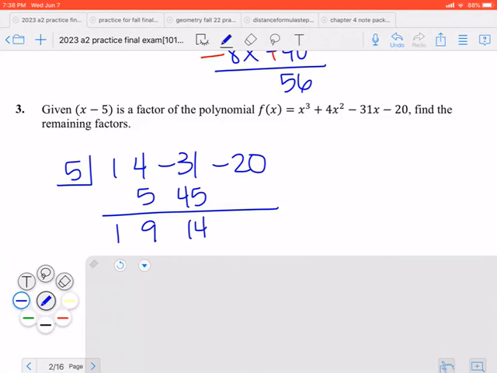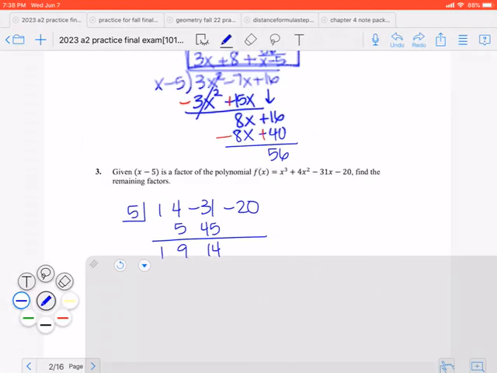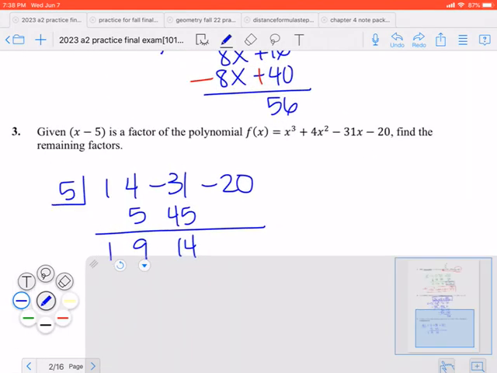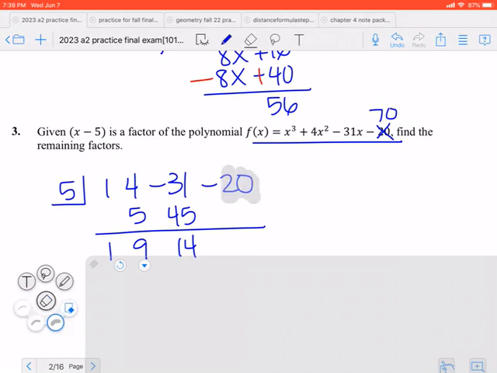5 times 14 is, I'm on the wrong one. This is weird because I already wrote out the answers here. On the one that I'm looking at, which is your guys's, it says x to the third plus 4x squared minus 31x minus 70. So I don't know how this one got messed up. I apologize for that. So yours should say this. So I'm going to change that to negative 70. 5 times 14 is 70. So we don't have a remainder.